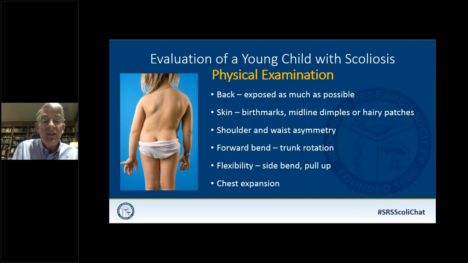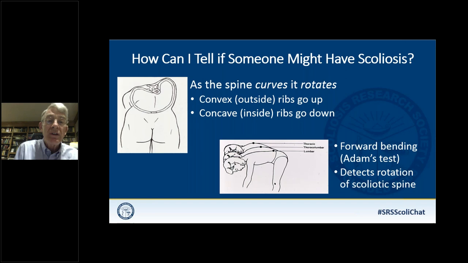And this is how primary care doctors will look at this, because as the spine curves, it rotates, and the ribs go up on one side and down on the other. If the child is old enough to cooperate, you can sometimes see that there's a prominence there. This is called the rib prominence, and forward bending can pick this up.